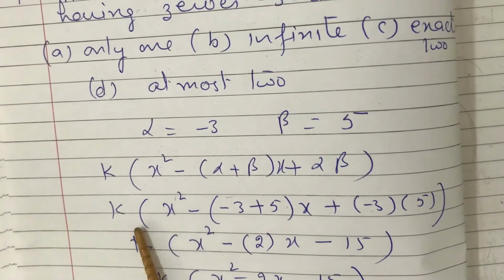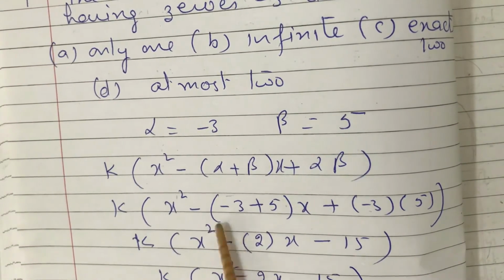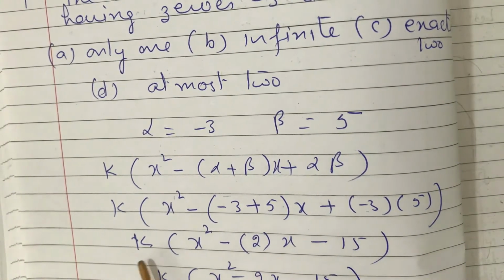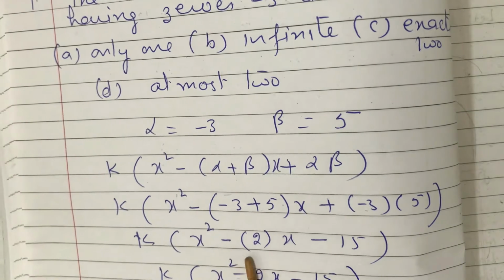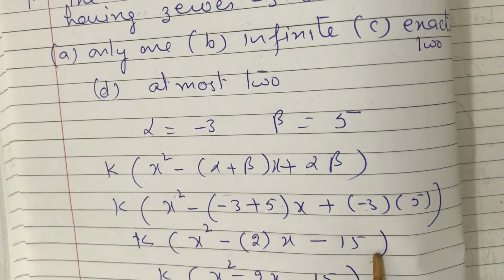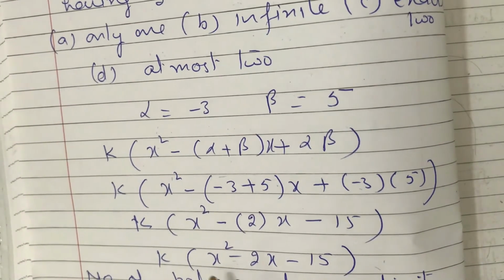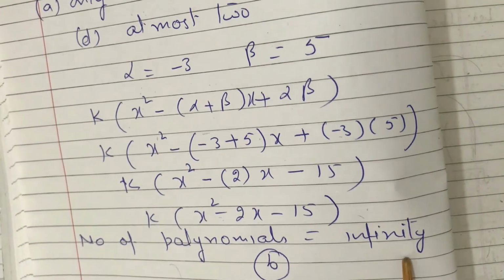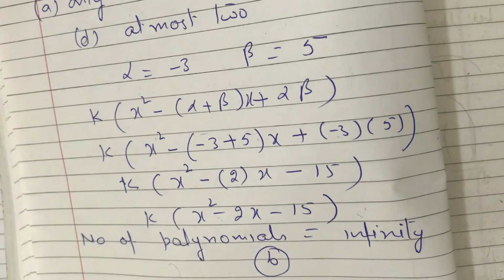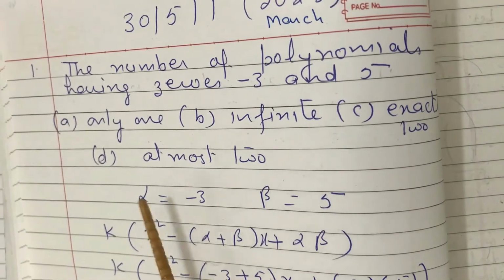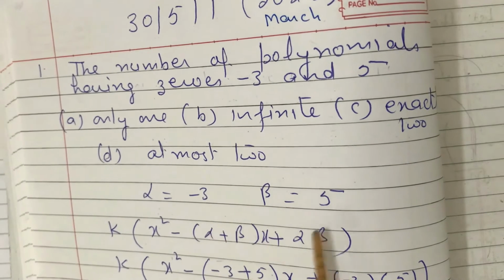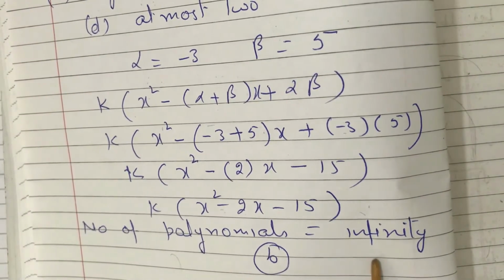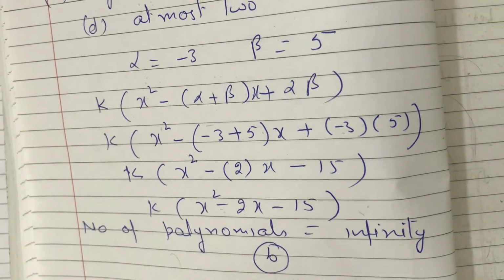Substitute the values. I'll have k x square minus (-3 plus 5)x plus (-3 into 5). That is equal to k x square minus 2x minus 15. So k x square minus 2x minus 15. So the number of polynomials is infinity. So B is the option. We can say with these zeros -3 and 5, I can write infinite number of polynomials. So B is the option.